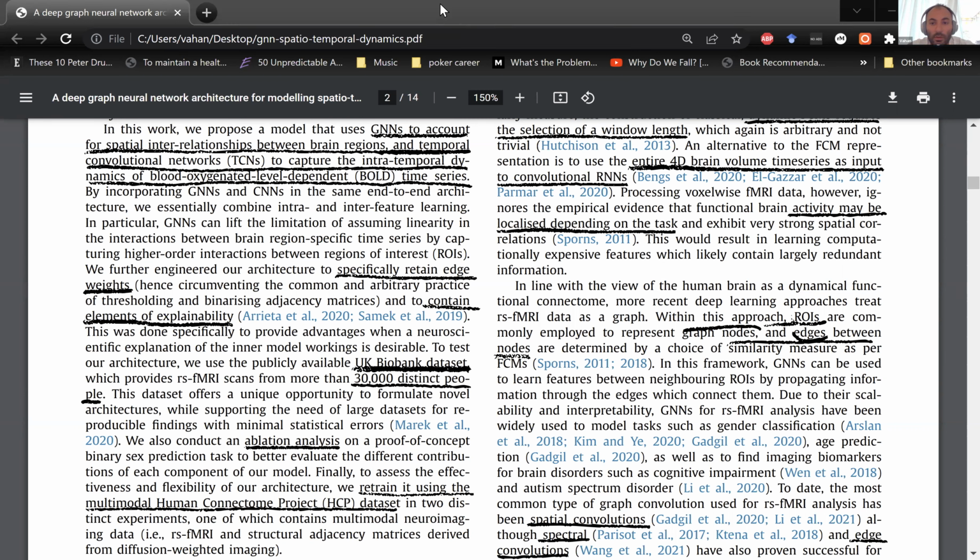Okay, so you manually put together parts of the brain into nodes, which requires manual input. But so far, every other work does that.